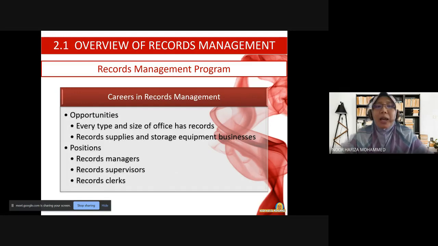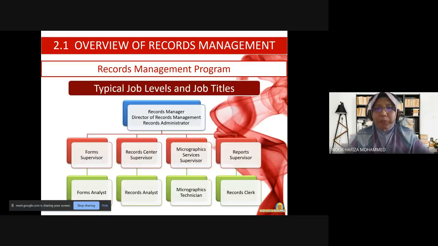Okay, and then another example is the positions: records managers, records supervisors, and records clerks. So these are the persons who are responsible for handling the records management in that organization, whether it is a large organization or a small organization. There must be a certain person who is responsible for handling that record. Okay, so this is another example of typical job levels and job titles.